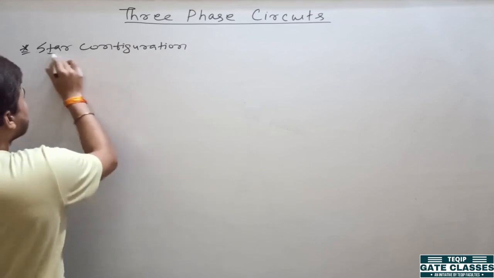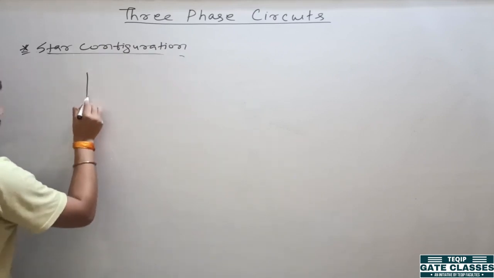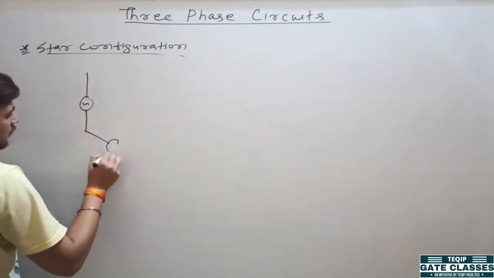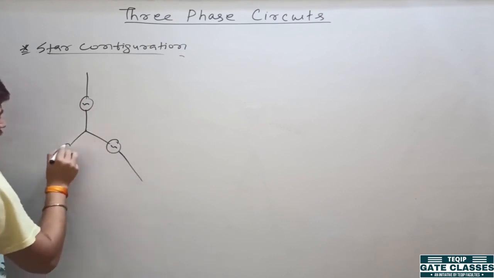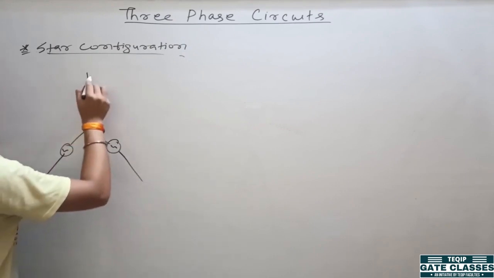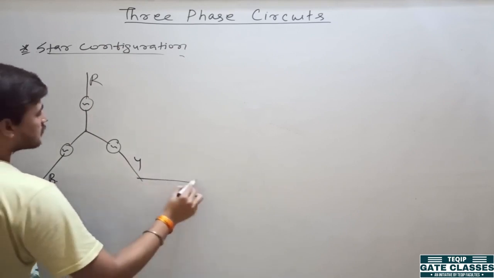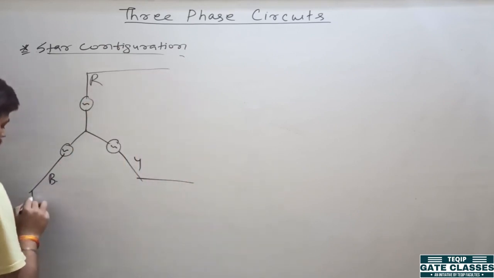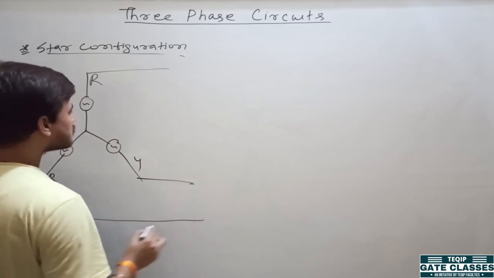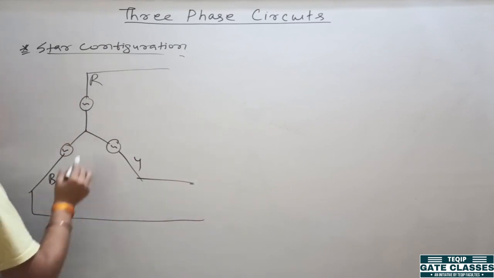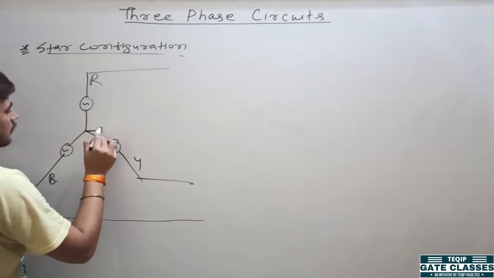If you see a star configuration, you are having the voltage like this. You will have the voltage like this. This is R, this is Y, this is B. So this is your star configuration. Clear? This is your star configuration and this point is your neutral point.